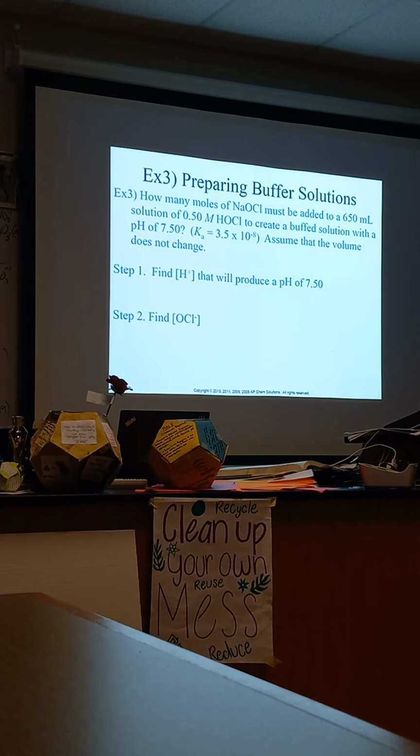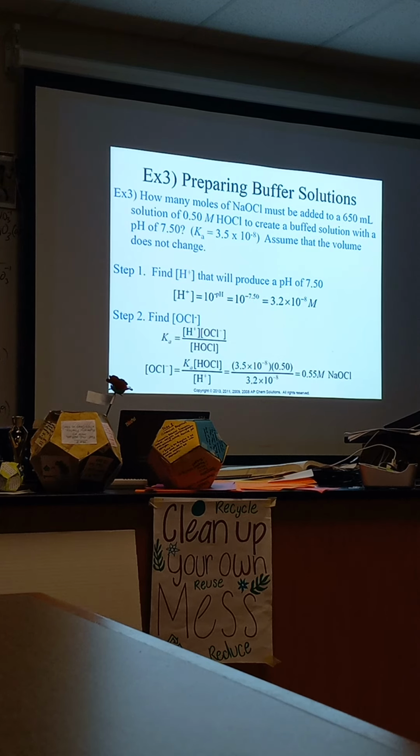Okay, so how many moles of NaOCl must be added to a 650 milliliter solution of 0.50 molarity HOCl to create a buffered solution with a pH of 7.5? So our Ka is 3.5 times 10 to the negative 8. Assume that the volume does not change. Okay, so guys, first off, we're going to find the H plus that we need to make a pH of 7.5. So, guys, all we got to do is take 10 to the negative pH, 10 to the negative 7.5. That tells us that we need an H plus concentration of 3.2 times 10 to the negative 8.